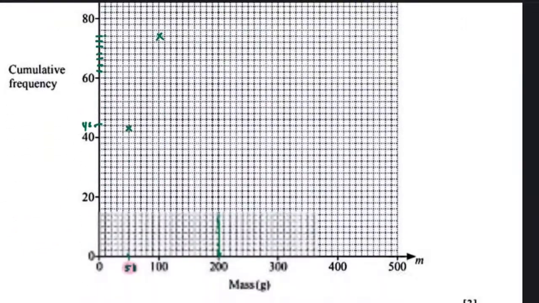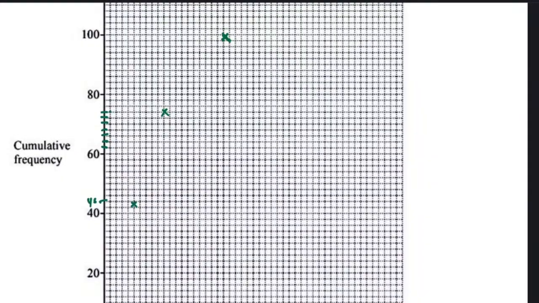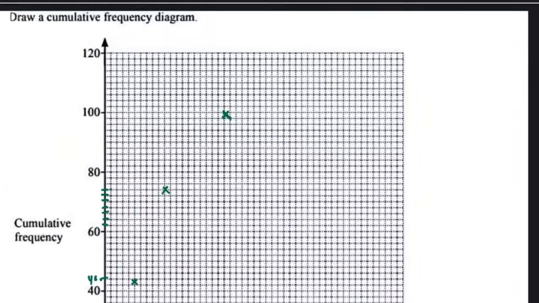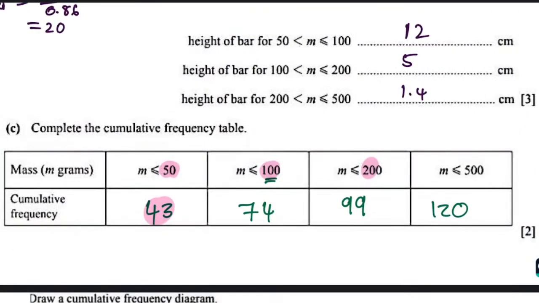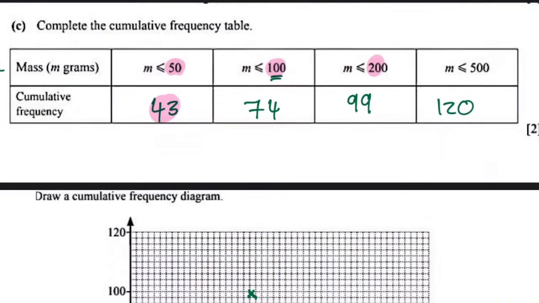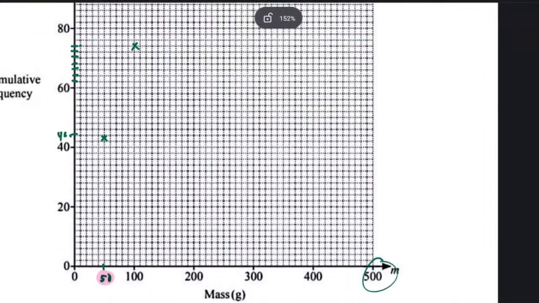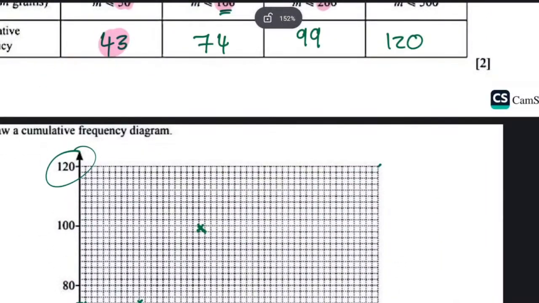All right, now we do the next one. The next one is on the X is now 500. On the Y is 120. So 120 on the Y meets with 500 on the X. So that's at the very end, which is going to be here.